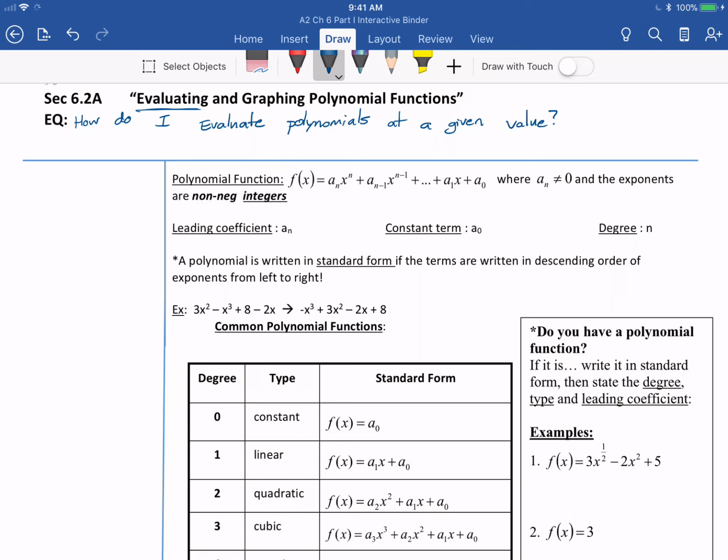Okay, so we're talking about polynomials, what they are, what they look like. But this first section we're looking at, my essential question: how do I evaluate polynomials at a given value? Okay, we're going to learn the most common way, and then we're going to learn a trick way to make it a little bit quicker for us in the end. All right, so here we go.